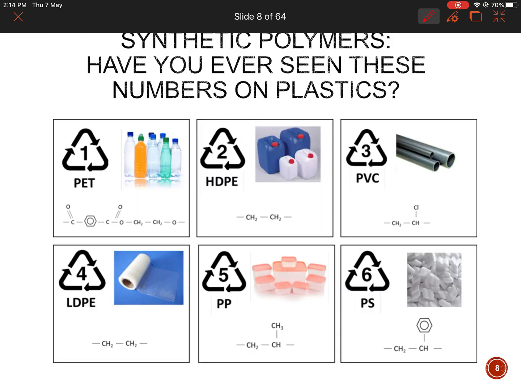Look at all these plastics. Have you ever noticed the numbers at the bottom of certain plastic bottles? Each number actually represents a different type of polymer. So 1 represents PET, 2 is HDPE, which stands for high density polyethylene, and so on and so forth. All these different plastics have different monomers. See, the monomers are all different.